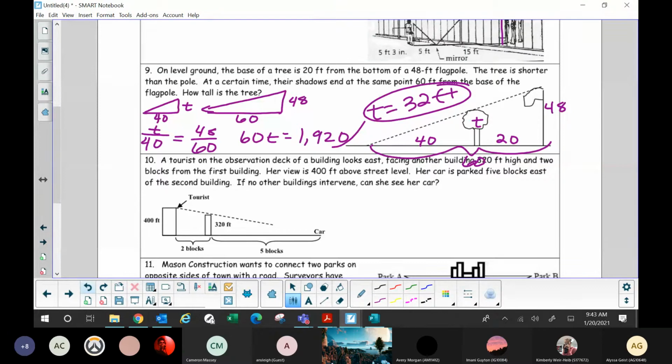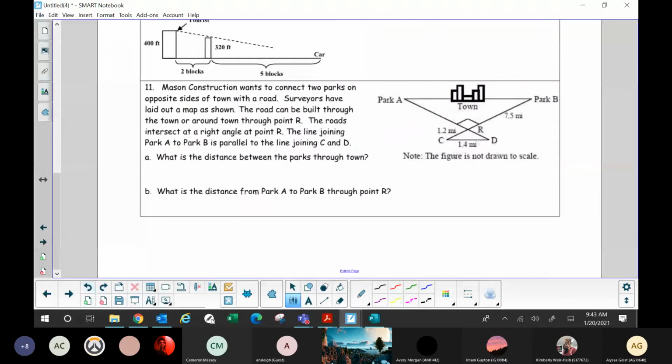Okay. On number 11, you had to use A in order to find B, so I'm going to go over A and B. I know whoever asked about this question was asking about part B. But basically we have similar triangles here, and this is a right angle. The first question asks, what is the distance between the parks through town? That's asking about this distance right here, which I'm going to call X. That's what part A is asking.